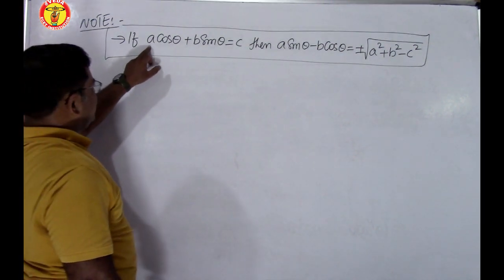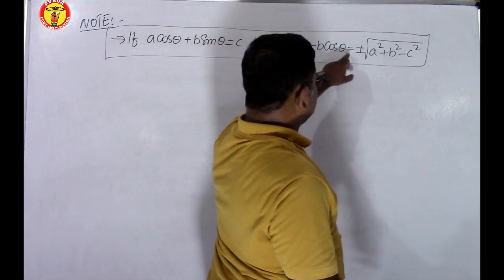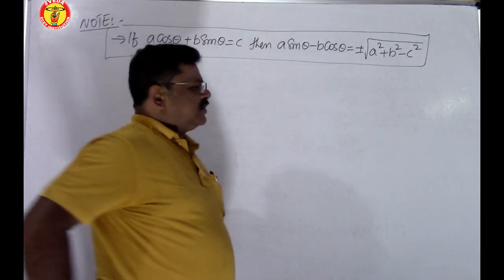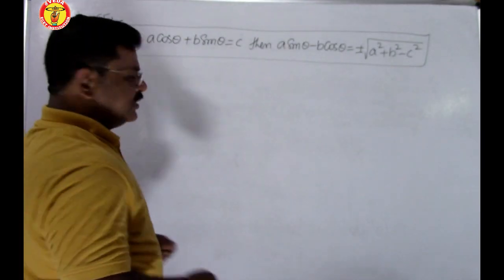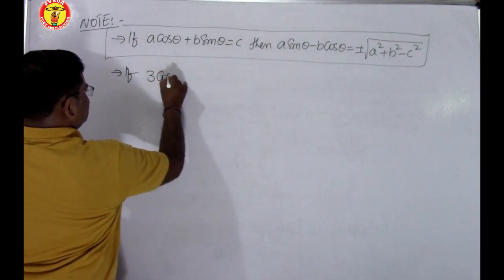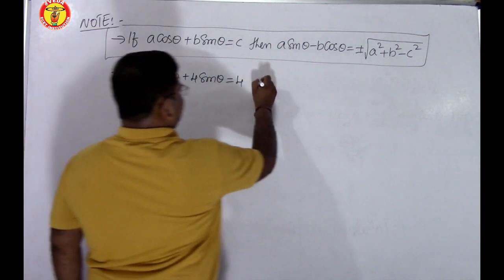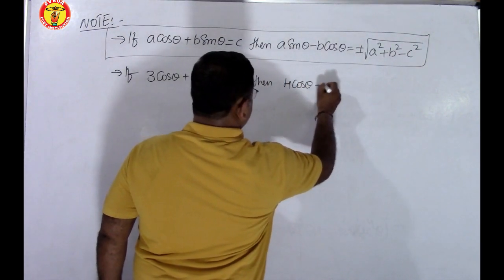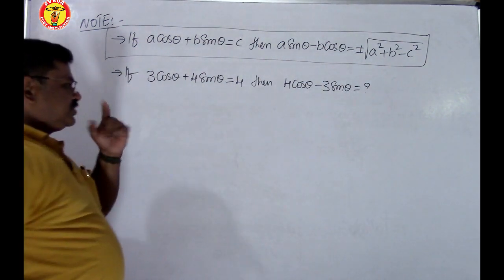Here it is given that if a cos theta plus b sin theta is equal to c, then a sin theta minus b cos theta is equal to plus or minus root of a² plus b² minus c². Now see, when the question is given in this method, the problem is given like this: if 3 cos theta plus 4 sin theta is equal to 4, then 4 cos theta minus 3 sin theta is equal to what? They will give the question like this.